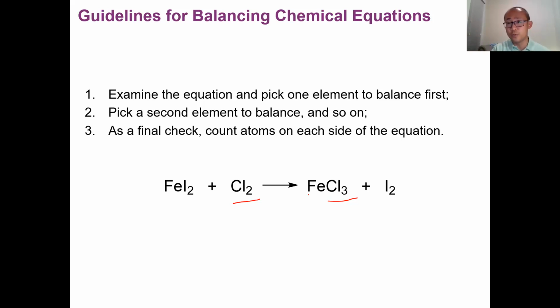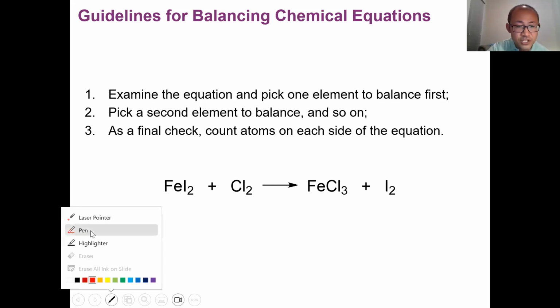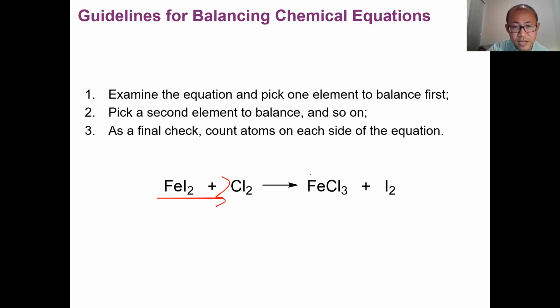One is 2, another one is 3. How do we make it balanced? I change the coefficient here to 3, and change the coefficient here to 2. As you can see, after I change the coefficients to 2, 3, and 2, you will find I got the smallest whole number, 6. 3 times 2, 2 times 3, 6. That means on either side I have 6 chlorines. Chlorine is balanced.